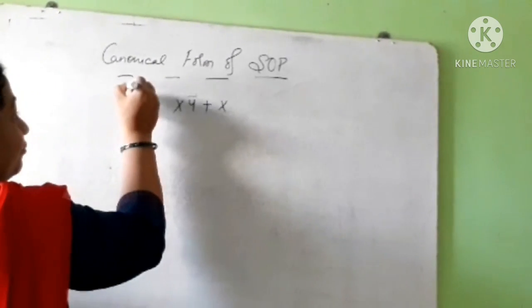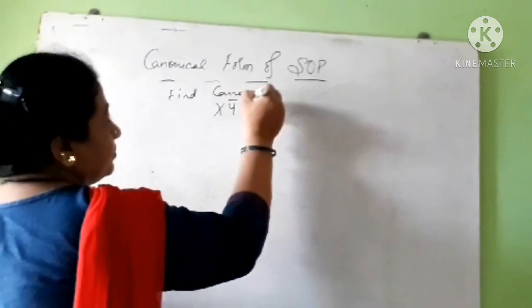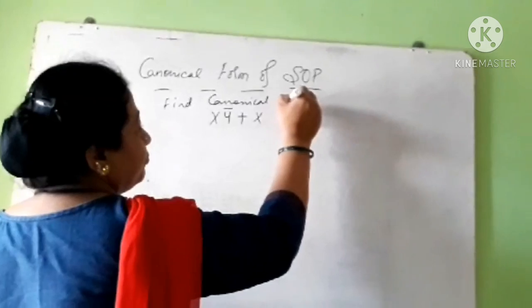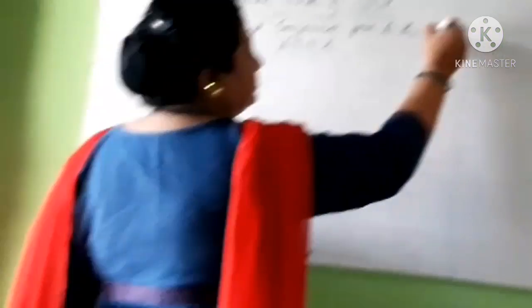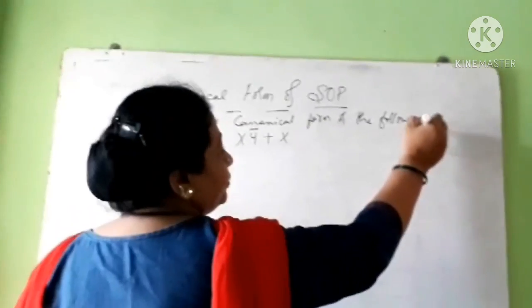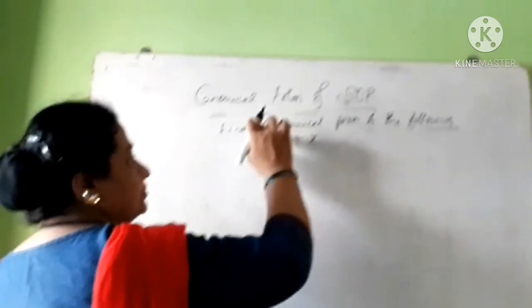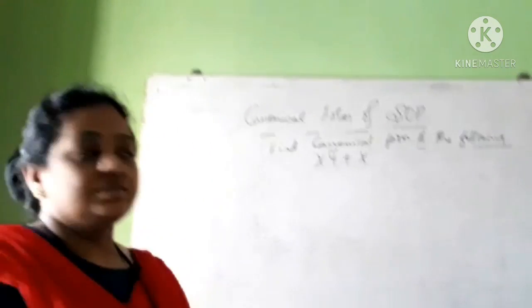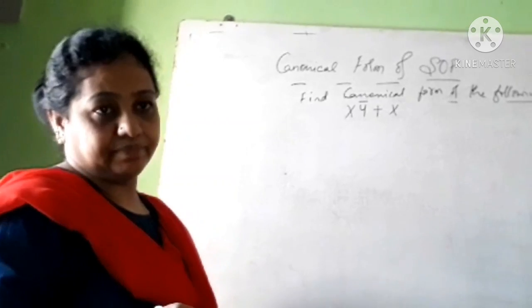So write: find the canonical form of the following SOP expression. So here we have x y bar plus x.